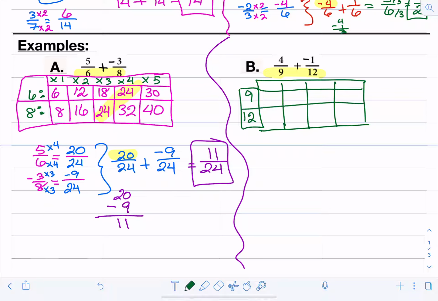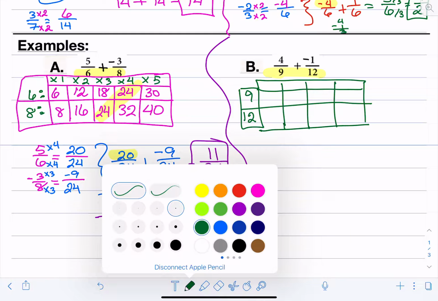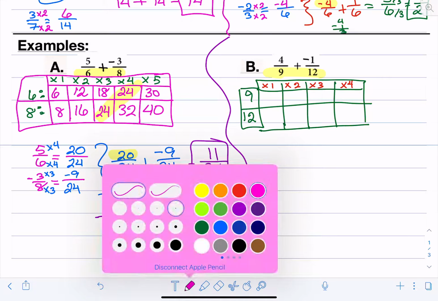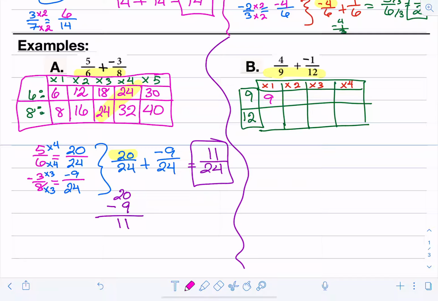So, in this case, I'm going to multiply by 1, 2, 3, and 4. And if I need more boxes, I can add more boxes. So, 9 times 1 is 9, 9 times 2 is 18, 9 times 3 is 27, 9 times 4 is 36. Now I'm going to do my 12s. 12 times 1 is 12, 12 times 2 is 24, 12 times 3 is 36, 12 times 4 is 48.